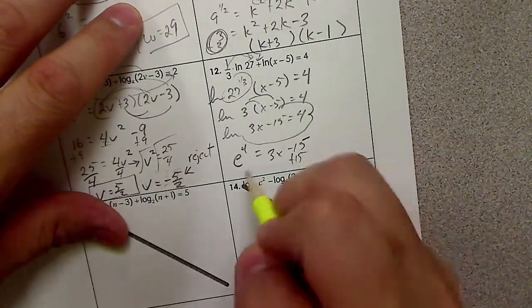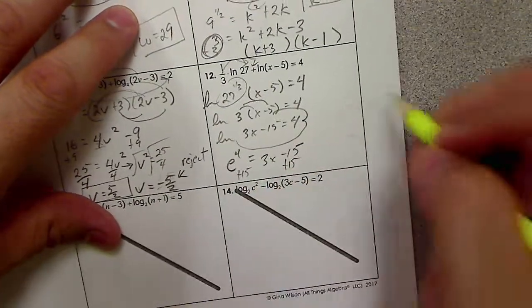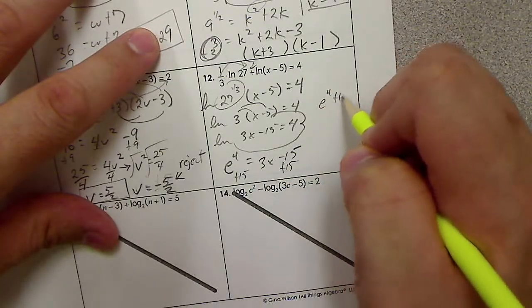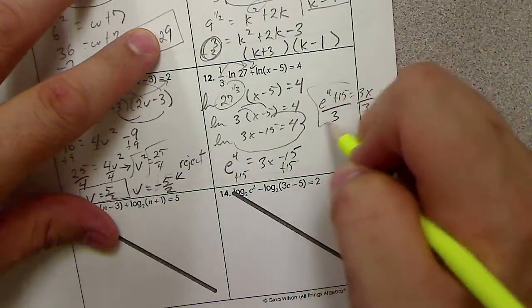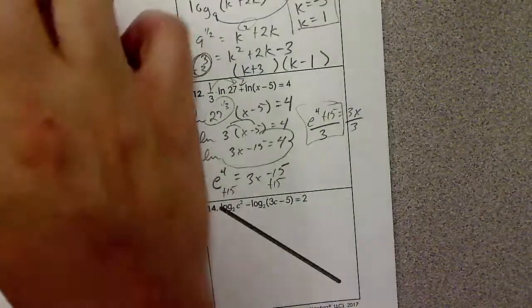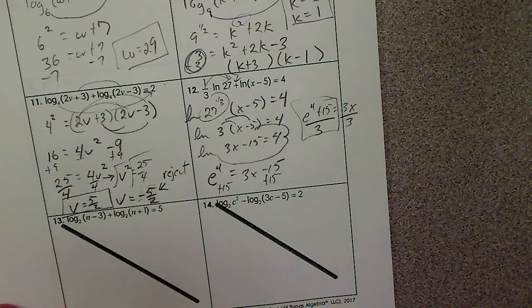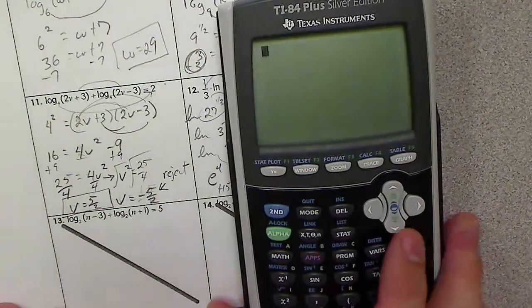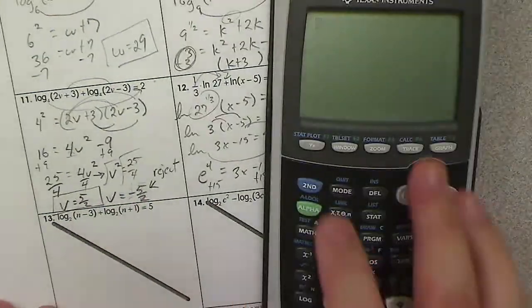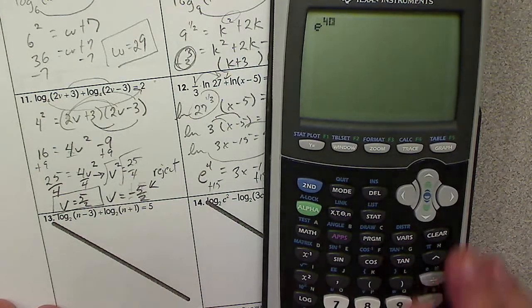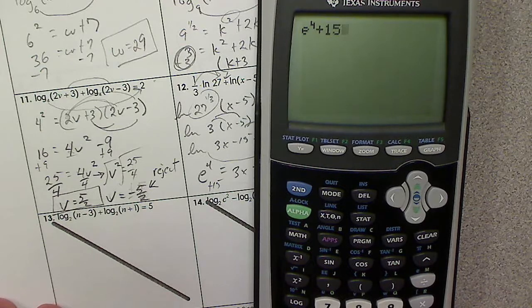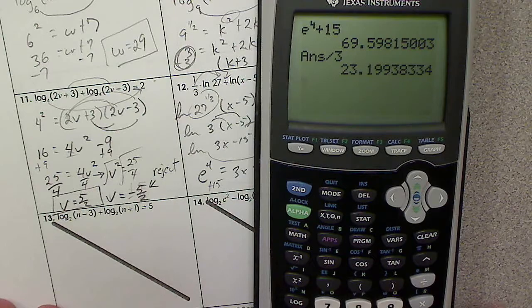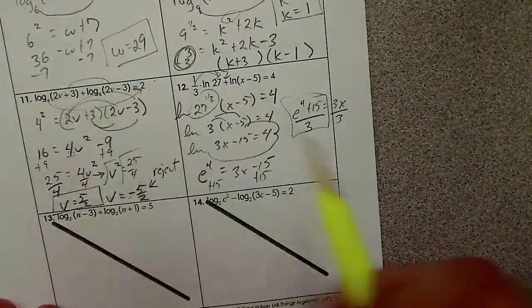I'm going to add 15. Now, I'm going to do all this at one time. So it'll be e to the 4th plus 15 is equal to 3x, divided by 3 on both sides. So that's what I'm going to plug in the calculator. It is actually more accurate to do it this way. Okay. So here's what I'm going to do. So e to the 4th plus 15 divided by 3 is 23.199.